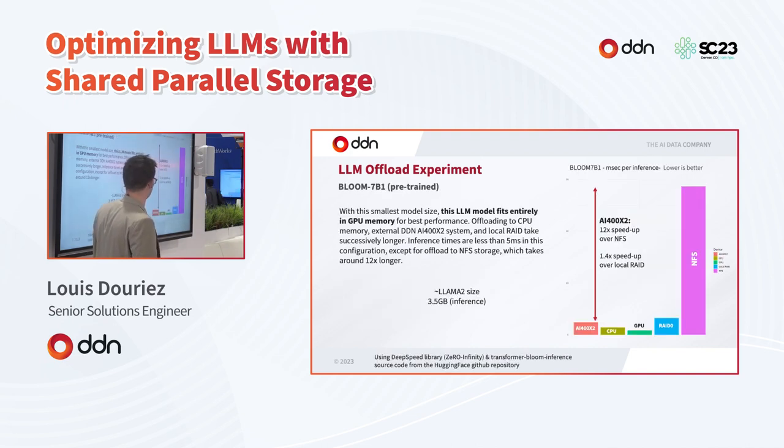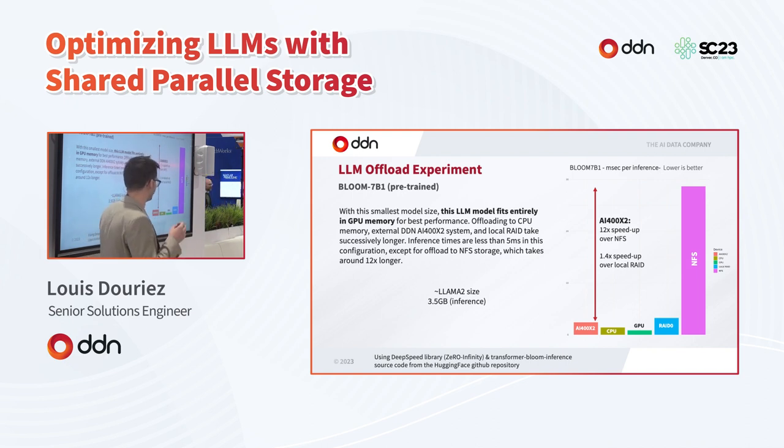We started with a really small model, as I showed before, and this one fits basically in any GPU. Here, lower is better, and you can see on the right the results we've obtained. It shows how much time it took for the AI to complete the sentence. The fastest method for really small models is obviously to put everything in GPU memory. The next best target is when we offload those parameters on the CPU memory, as I presented before. Then the third best solution is our storage, which is already 1.4 times faster than doing that on the local RAID of the GPU node.